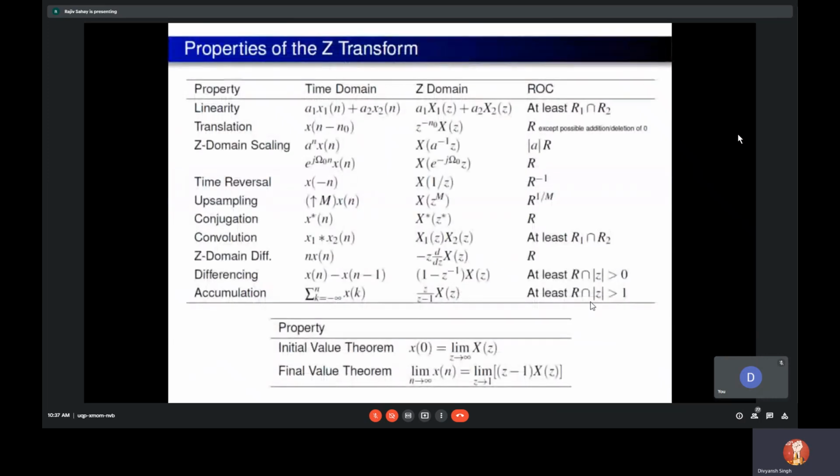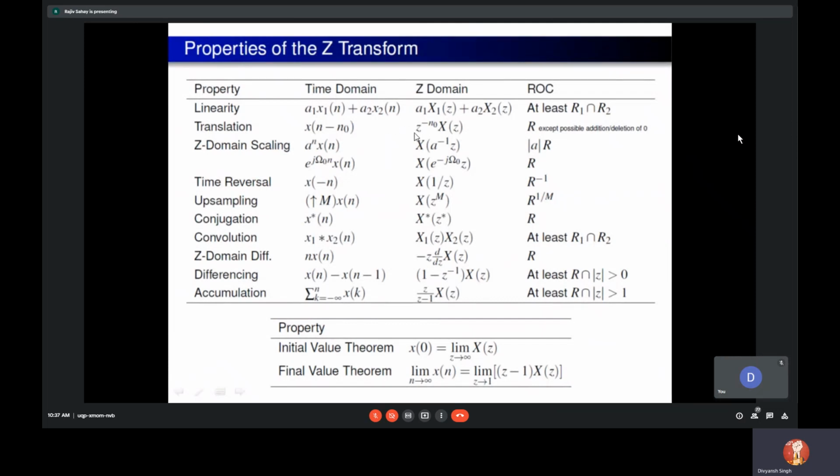So let us look at the table. We have many properties here. The first one we have already seen, the linearity property. It is simple: the ROC will be the intersection of the ROCs of both the individual signals. Then we have the translation property, just like we had for the DTFT case.